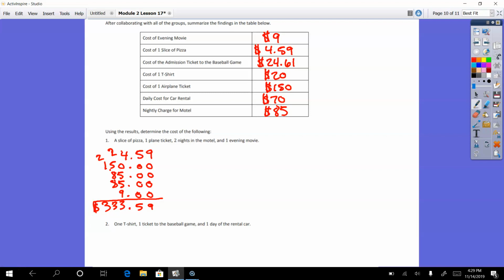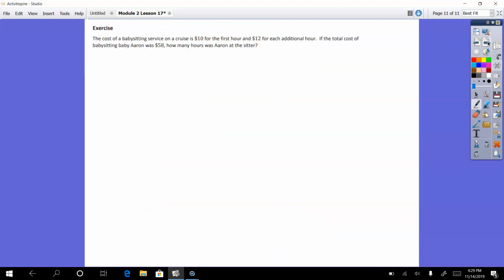Okay, so then let's do one t-shirt. T-shirt costs 20 bucks. Ticket to a baseball game was $24.61. And a car rental was $70. 7, 8, 9, 10, 11, $114.61. Pause the video and try the exercise on your own.